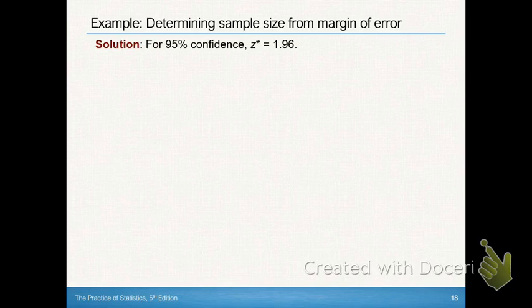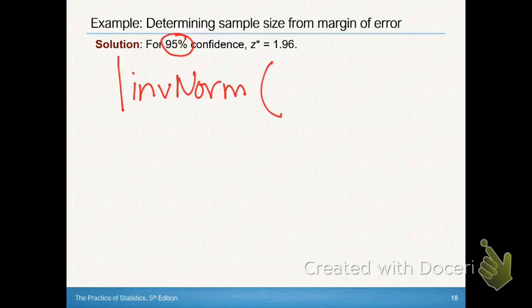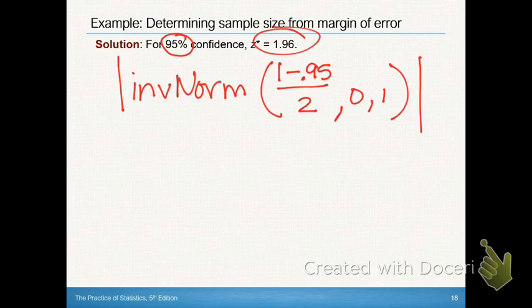You can either use the z table or you can use inverse norm on your calculator. Remember that if you're using inverse norm, you have to take the absolute value of the inverse norm of, now you're going to be splitting this in half since we're only looking at the one section of the graph. So we're doing 1 minus 0.95 divided by 2, and that would give us just that one area of the bell curve. And we're using our mean of 0 and standard deviation of 1. That is where we're getting this critical z value.